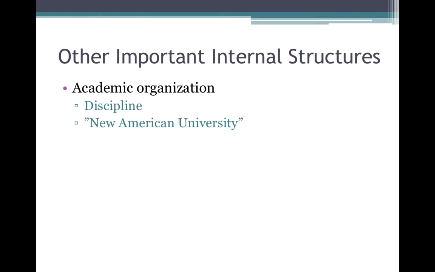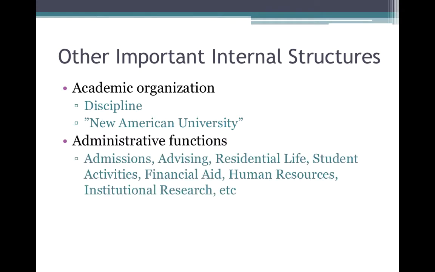If that article was interesting to you, I encourage you to check out ASU's website, because he's actually introduced additional structures around other knowledge-related problems since publishing that article. So that's one important dimension to be considering related to the internal structure of different colleges and universities. Another dimension of internal structure that often varies across different colleges and universities is how their administrative functions are organized.